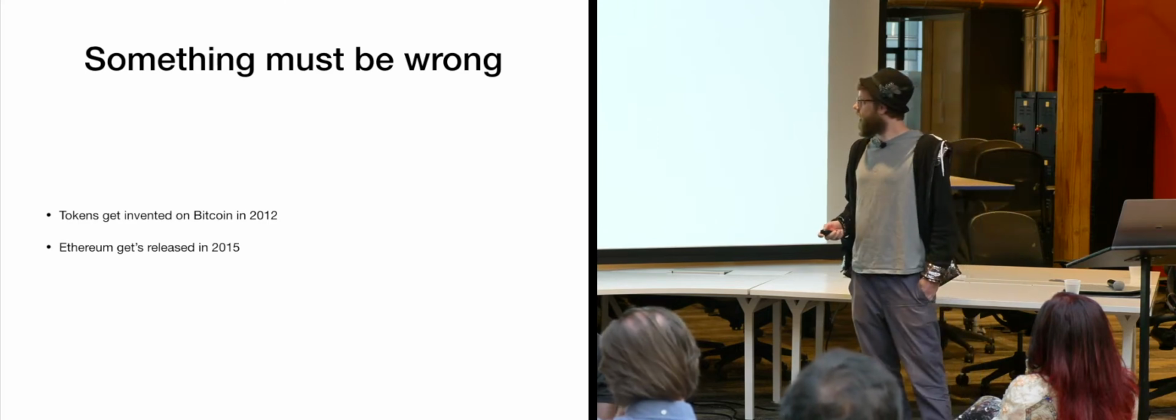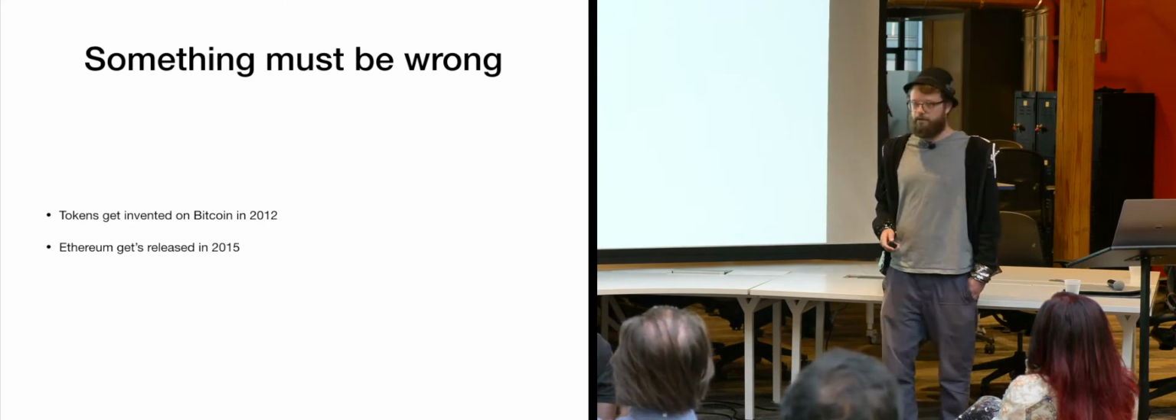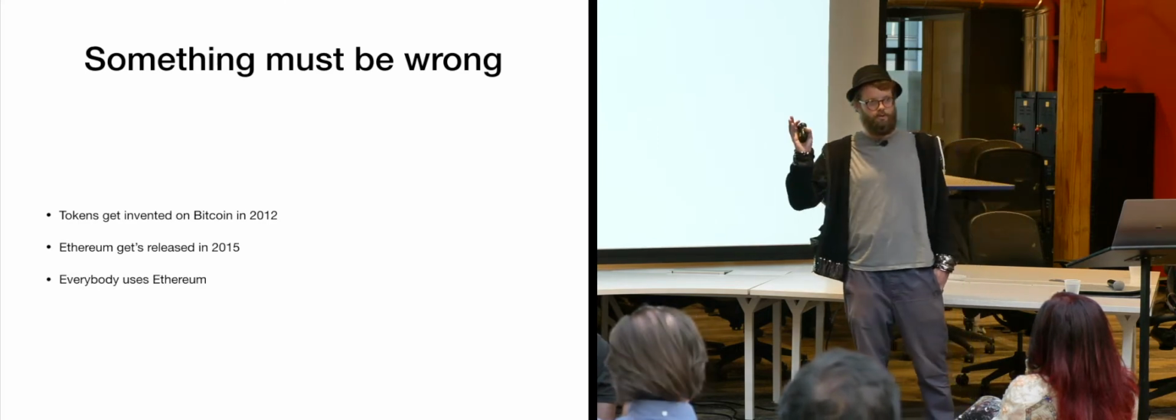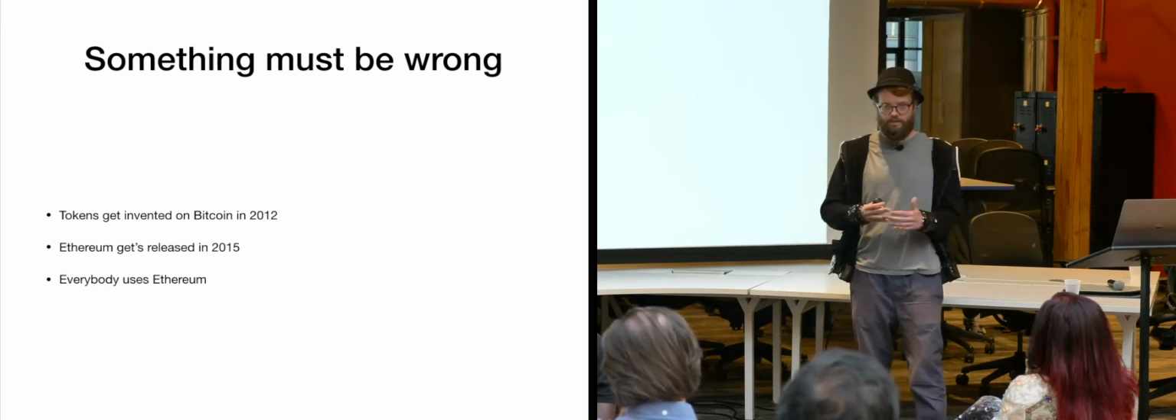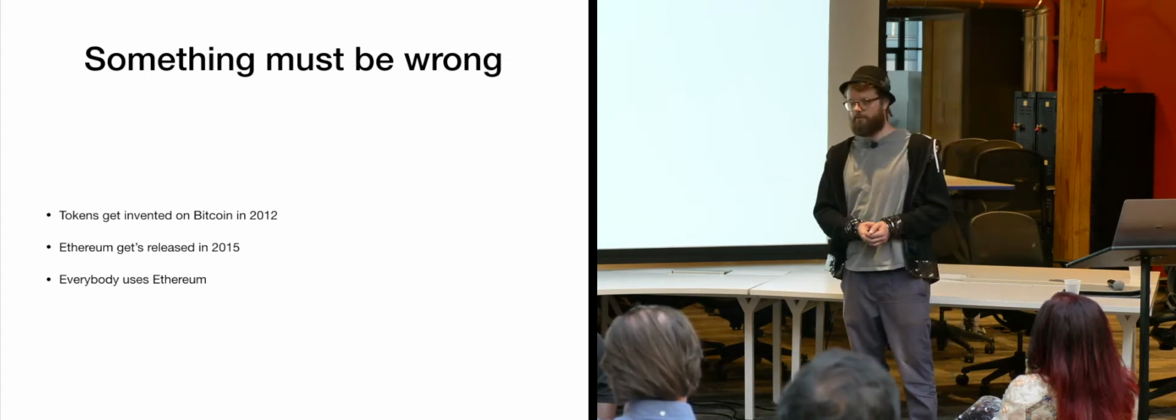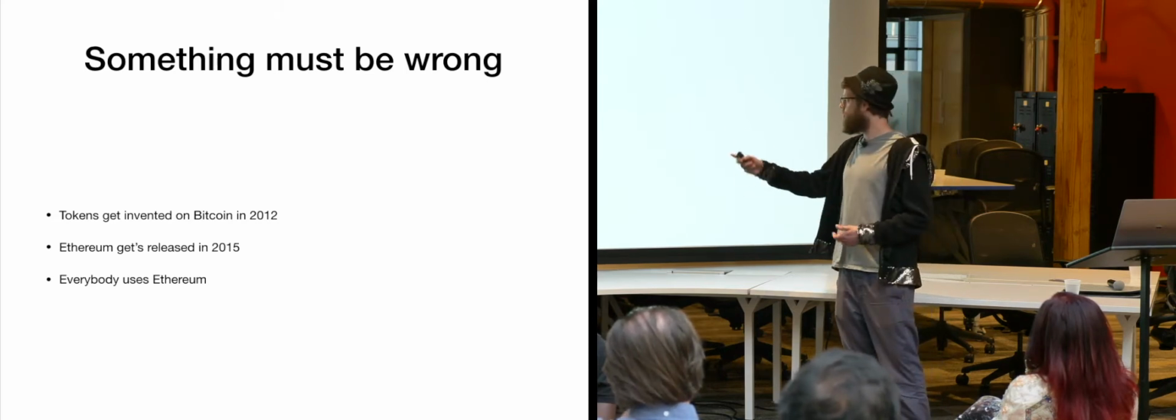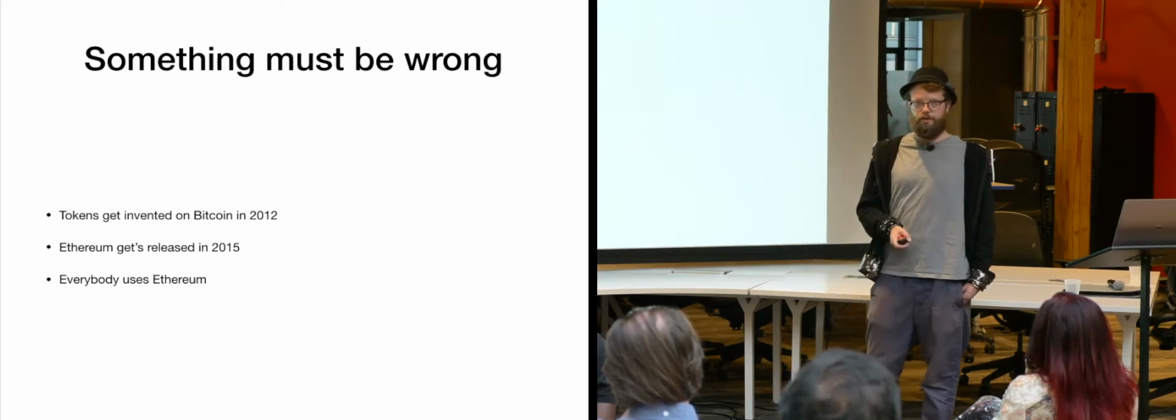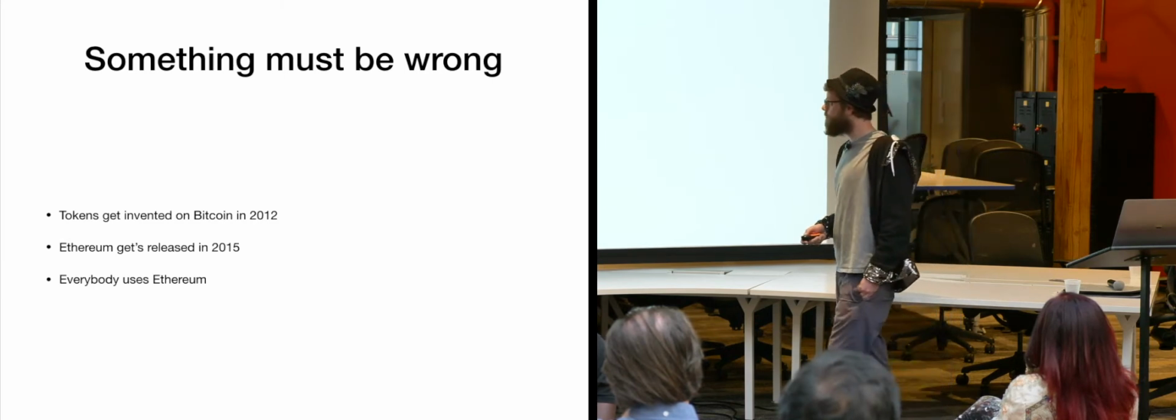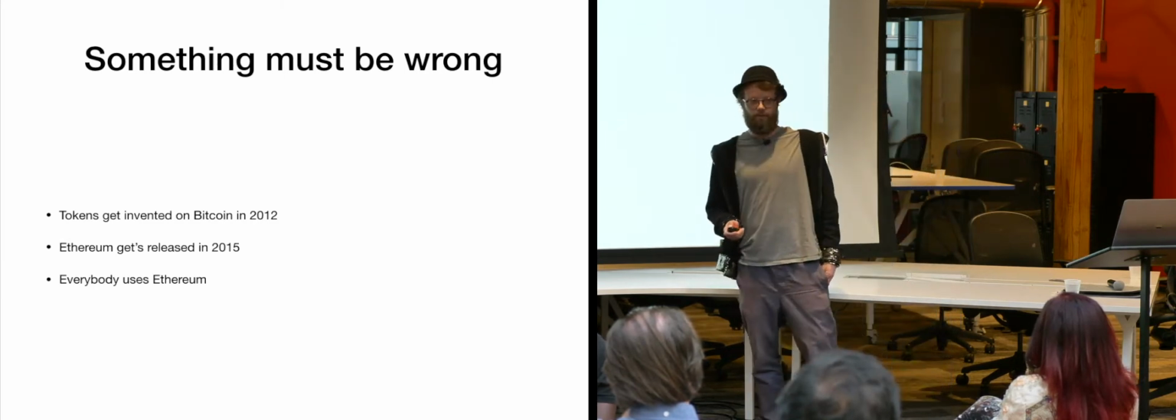And now the ICO craze kicks off, and everybody launches tokens all the time, but everybody uses Ethereum. So what happened here? Bitcoin had a head start of 3 years, but still Ethereum just won over the whole field. So there must be a better way to build tokens on Bitcoin.